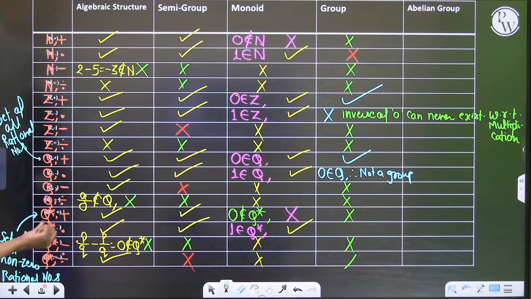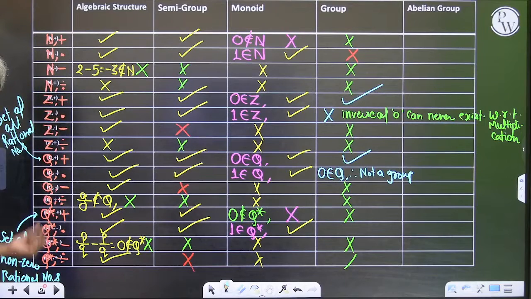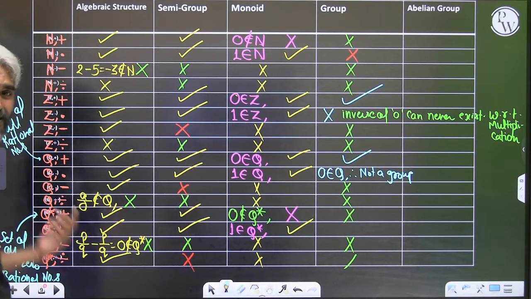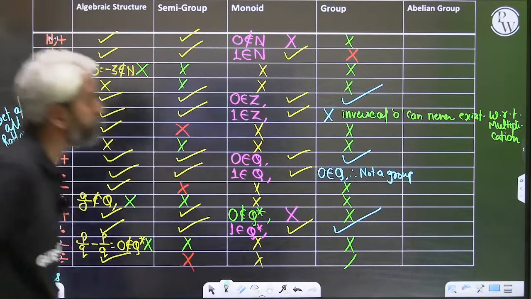Sir, if we take the set of all non-zero rational numbers, then there is no 0. So for every p by q, you will have q by p, such that p by q into q by p will be 1. That means inverse will exist for every element of the set. Therefore, it is also a group.